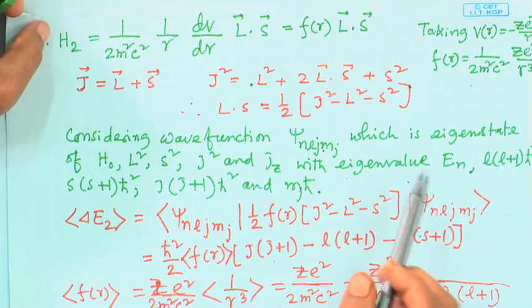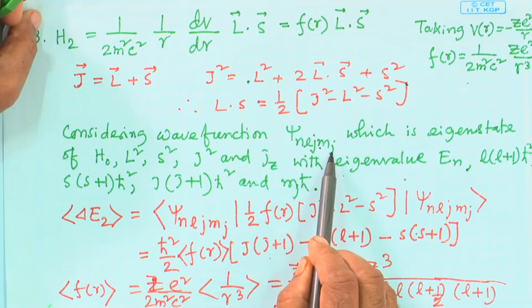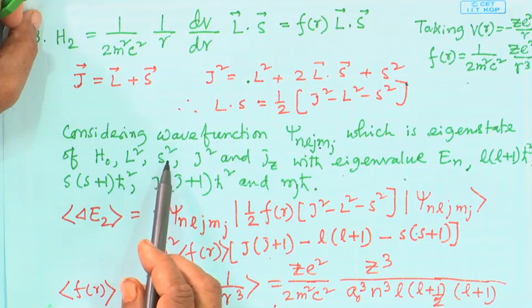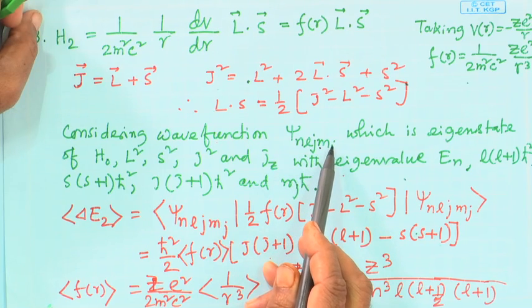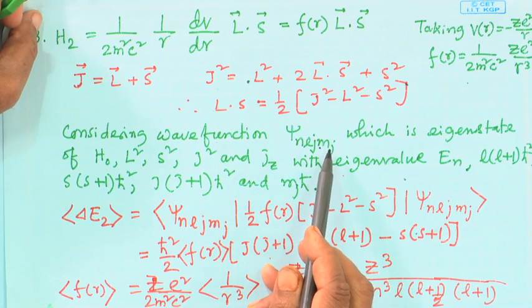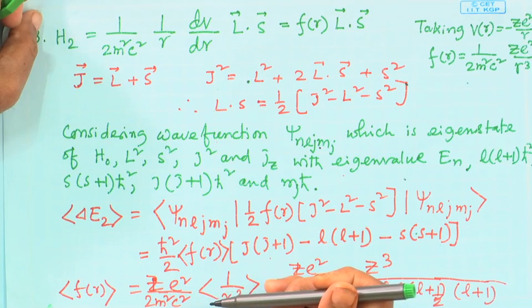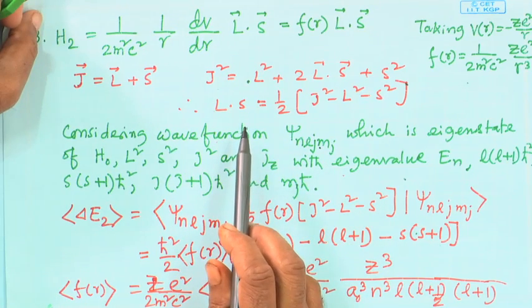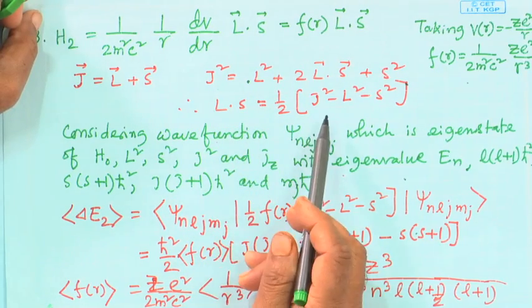We will define a wave function ψ_{n L j m_j}, which will be the eigenstate of H0, L², S², J² and Jz, in place of ψ_{n L m_L m_S}. Now m_L was related to the orbital angular momentum L, and m_S was related to the spin angular momentum S.